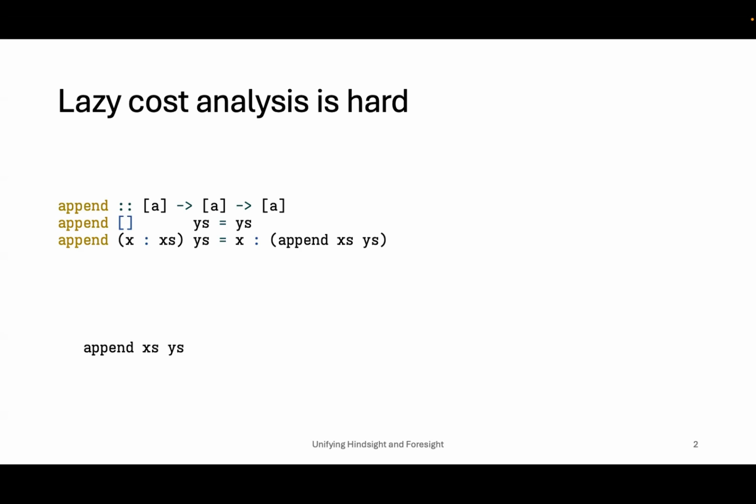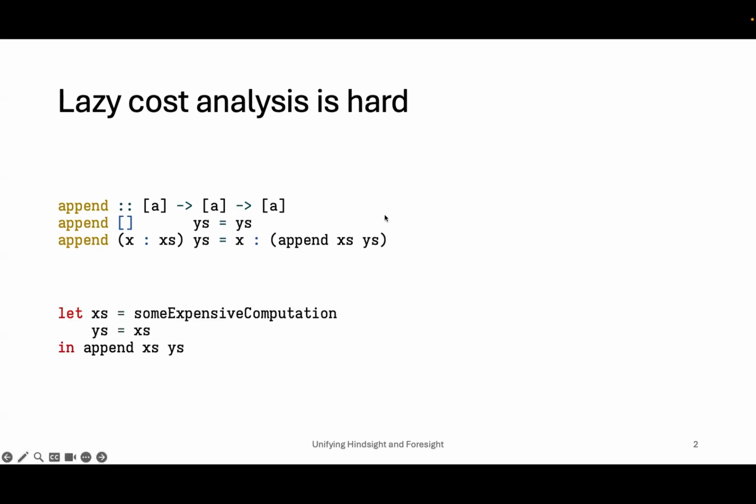In a strict language, you'd say, well, it's O of M, where M is the length of Xs. In a lazy language, maybe you say, well, if we're evaluating it all the way down, Xs and Ys could be thunks, right? So we have to take into account the cost to evaluate those two things as well. So it's like the O of M plus the cost to evaluate Xs plus the cost to evaluate Ys. But what if I do this?